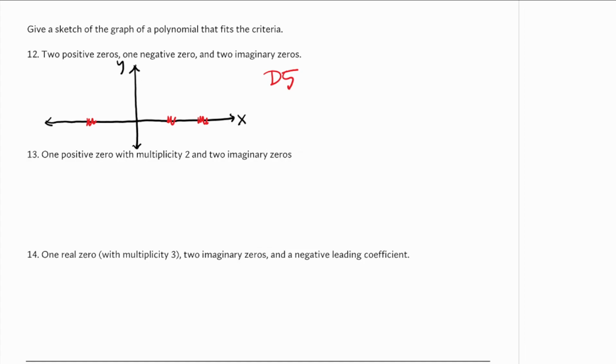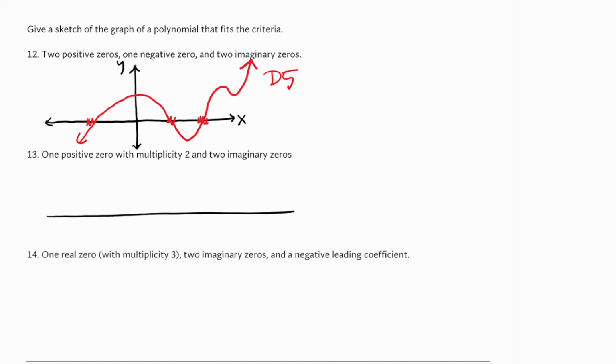And nobody said anything about whether the leading coefficient was negative or positive, so I mean, it doesn't really matter. This is going to be a positive leading coefficient. It can have that last wiggle in there. It could not. It doesn't really matter. It's up to your judgment. It's your graph you're drawing.